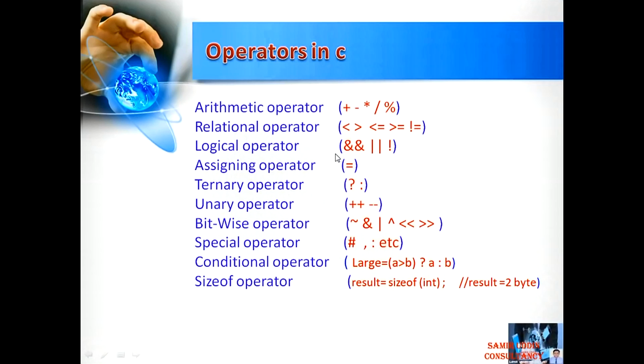Conditional operator is used to find a result. Here you can see an example. We check which of the two values is greater or less. The question mark means: is A greater or B greater? If A is greater, then A executes, otherwise B executes.